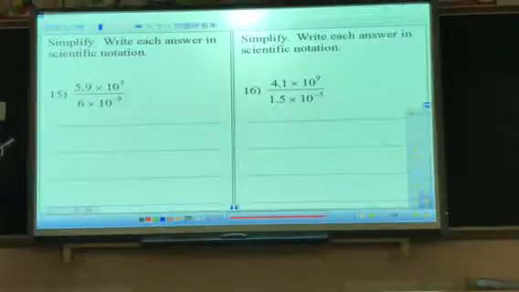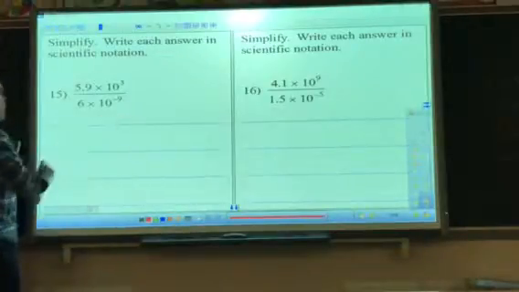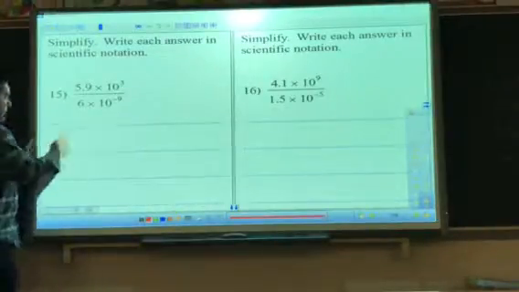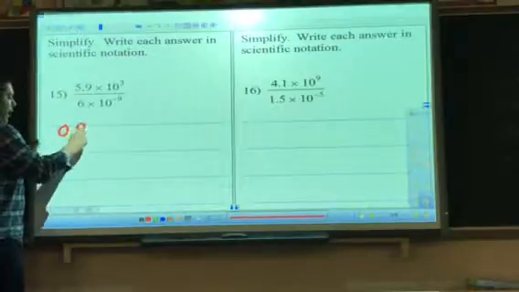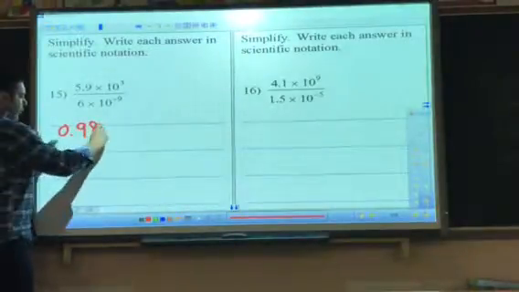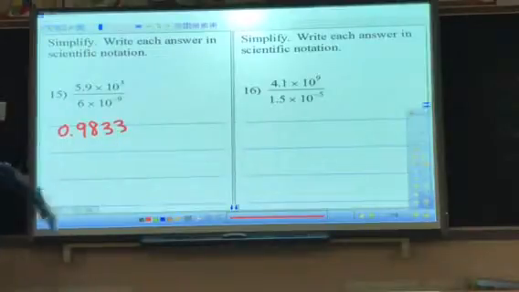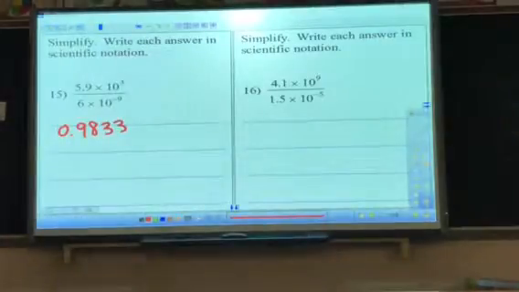So, I need to divide that out. So 5.9 divided by 6, and I'm getting a long decimal. So I'm going to have to do some rounding here. I have 0.98, and then it's 3333333. I'm going to just stop right there. That's where it's rounded. 4 or less, let it rest.